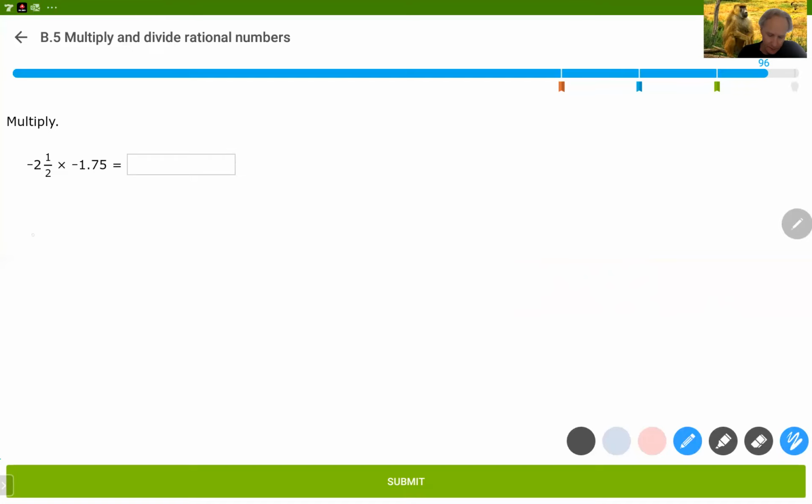I could go with negative 2.5 multiplied by negative 1.75. I would not want to do this multiplication. A lot of people are going to grab their calculator, but I want you to see that fractions have a use. Negative 2.5 is negative 5 over 2.